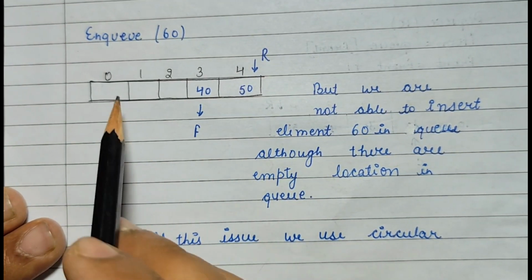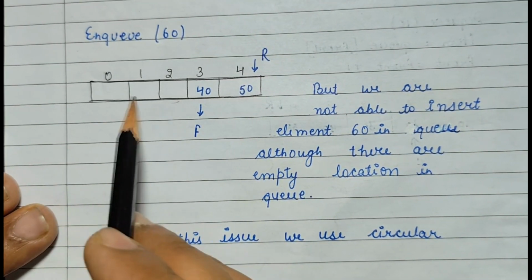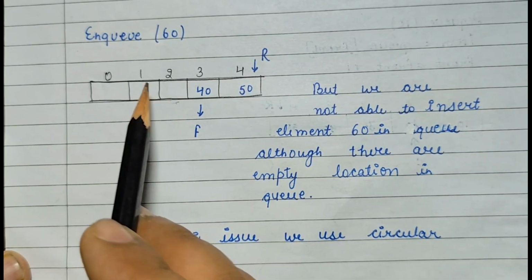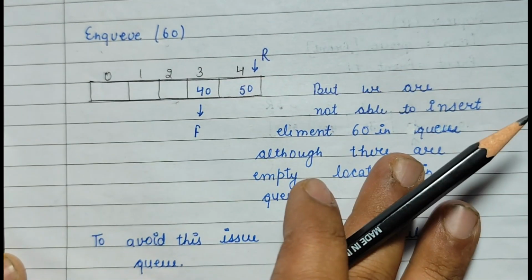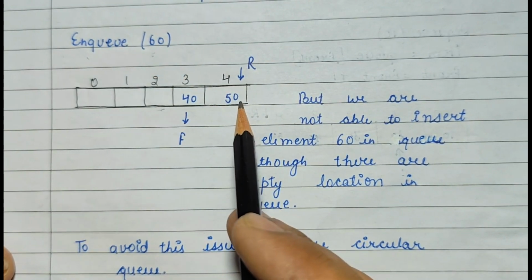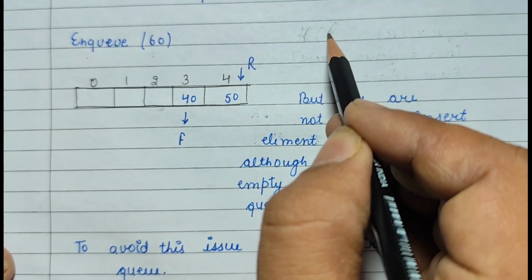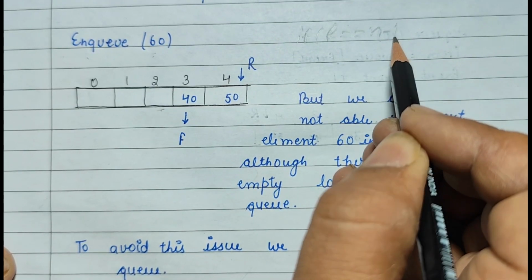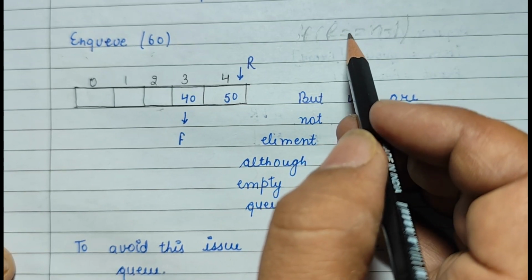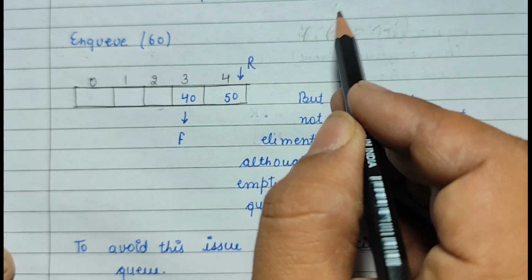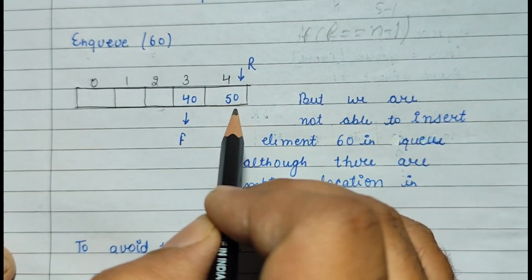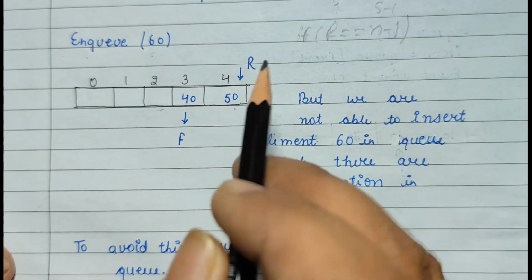So now our queue is empty at 3 locations, because the first 3 elements are deleted. Now if we perform Enqueue 60, if I perform another Enqueue operation, then we check the condition. If rear double equal to n minus 1. Now rear has a value 4, which is equal to 5 minus 1, which is 4. The condition is true. It means now the queue is full.